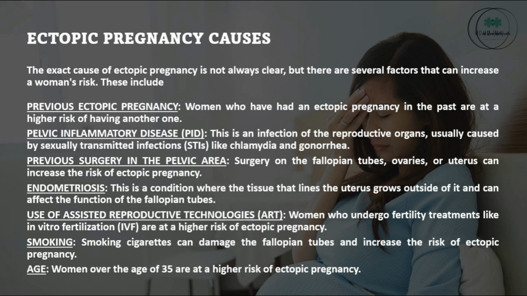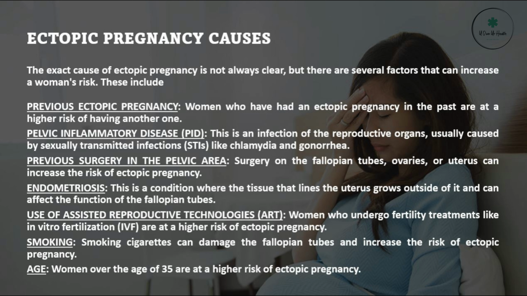Ectopic pregnancy causes. The exact cause of ectopic pregnancy is not always clear, but there are several factors that can increase a woman's risk. These include previous ectopic pregnancy. Women who have had an ectopic pregnancy in the past are at a higher risk of having another one. Pelvic inflammatory disease (PID). This is an infection of the reproductive organs, usually caused by sexually transmitted infections (STIs) like chlamydia and gonorrhea. Previous surgery in the pelvic area. Surgery on the fallopian tubes, ovaries, or uterus can increase the risk of ectopic pregnancy.